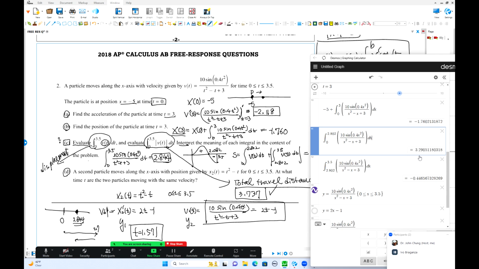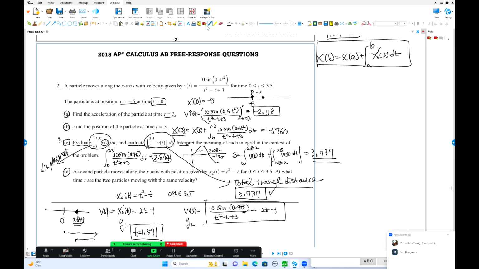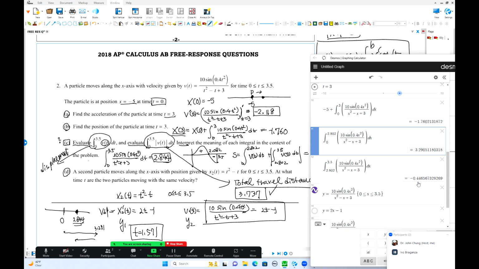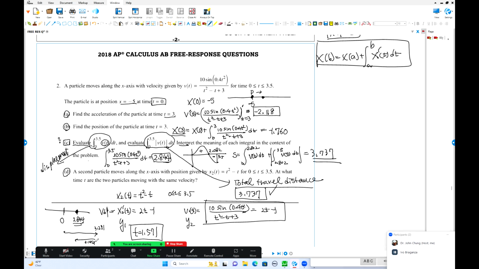To the right, 3.291, okay? Travel to the right, travel distance is 3.291. And to the left is what? 0.447, okay? But left, still travel distance makes a positive, right? Sum of these two equals what? 3.723, okay? That is travel distance.